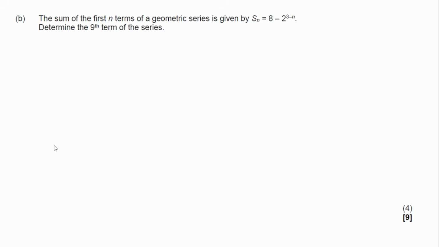All right. In the next question, it says the sum of the first n terms of a geometric series is given by this formula over here. So this is an important formula. So this is the sum. So it's not the term number, it's the sum of all the terms. And it says determine the 9th term in this series. So the 9th term is actually T9. So we need to find T9, but they've given us this formula for the sum of n terms.